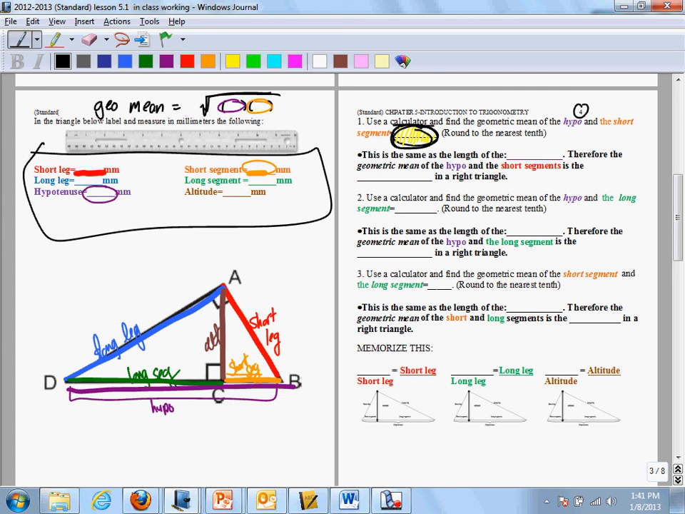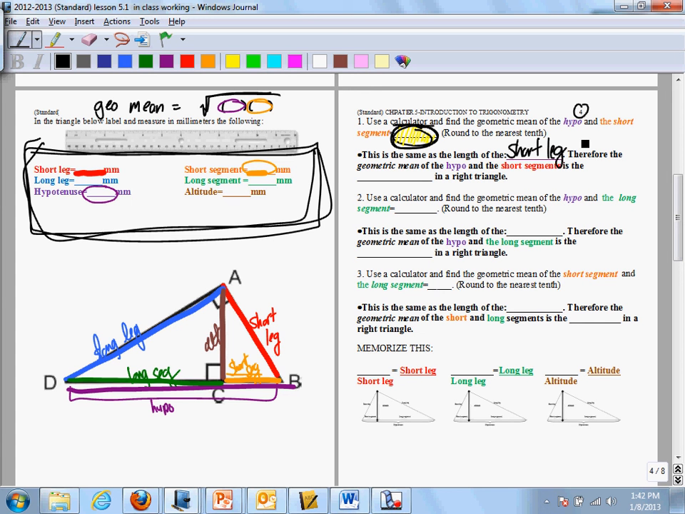Wait, what is it close to match? What does it match, guys? Marina, what does it match? Ethan, what does it match in your team? What does it kind of match? Short leg. Okay, so right here, this is the same length as the short leg.